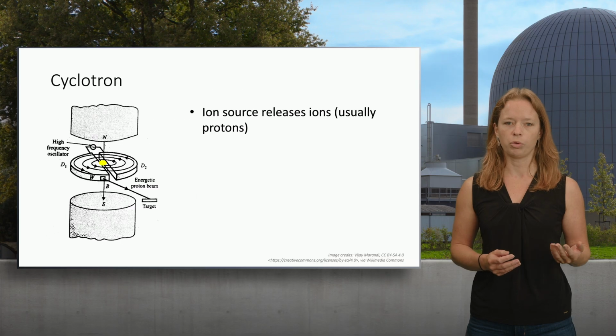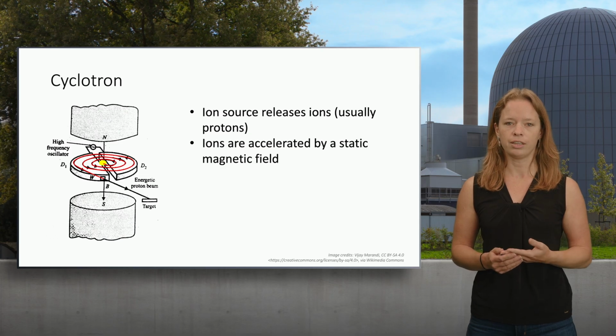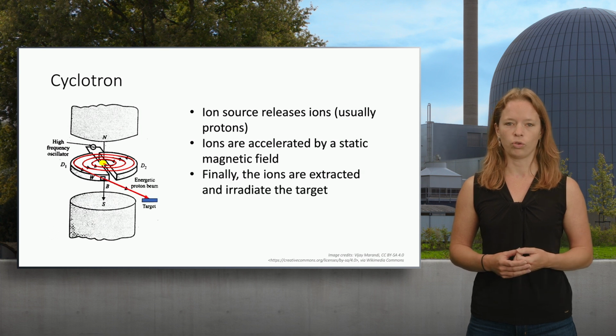Proton-rich radionuclides are often produced using a cyclotron. The ions with which the target will be irradiated, usually protons, are released from an ion source in the center of the cyclotron. A magnetic field is then used to accelerate these ions until they have the energy required to produce the radionuclide of interest. The ion beam is then extracted from the cyclotron to irradiate the target material.